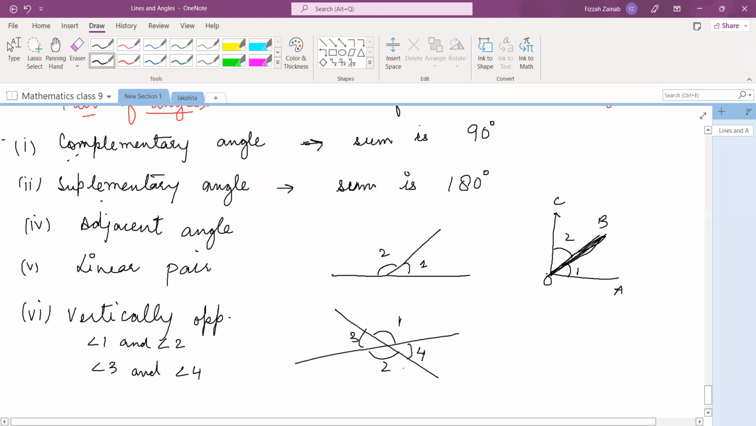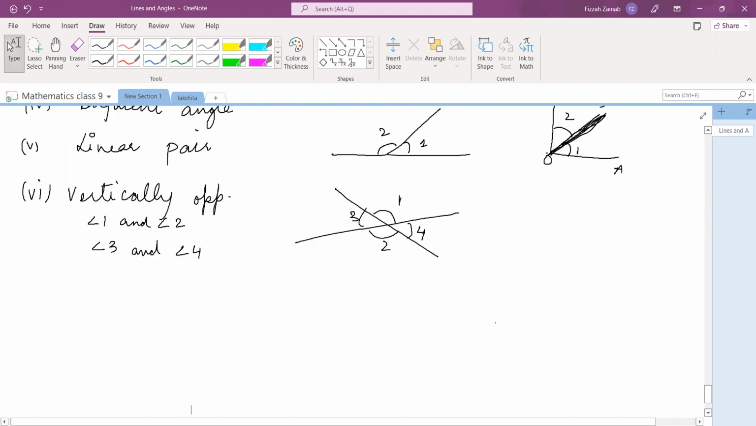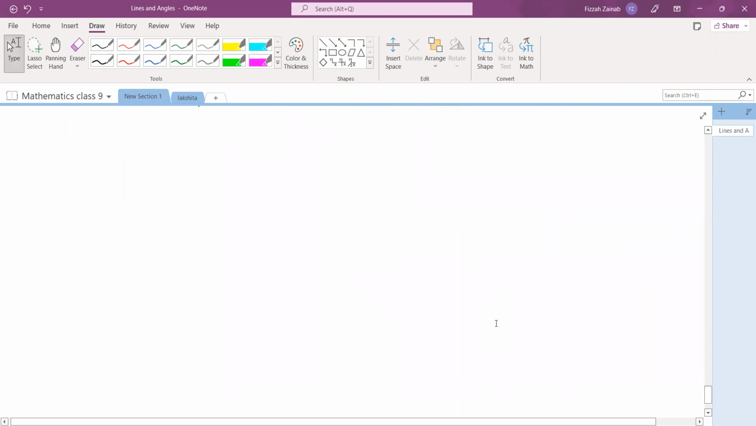Now let us start with some theorems. There are some theorems which you need to know in this chapter. First is called the linear pair theorem or axiom. There's a little difference between theorem and axiom.